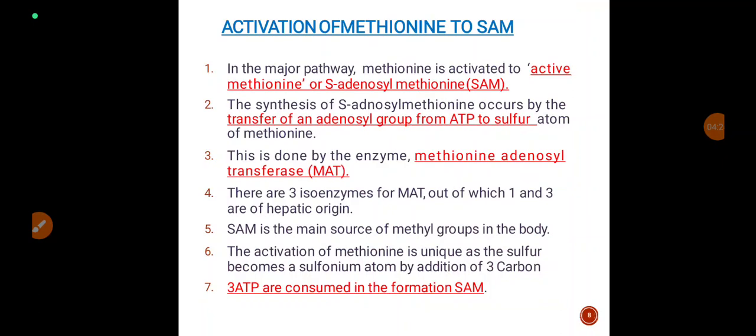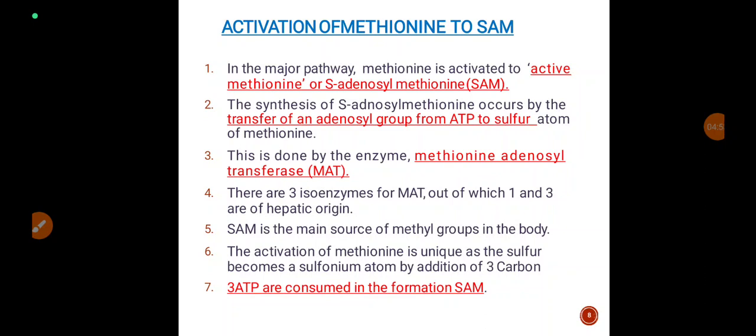Activation of methionine to S-adenosyl methionine. In the major pathway, methionine is activated to active methionine, S-adenosyl methionine. The synthesis of S-adenosyl methionine occurs by the transfer of an adenosyl group from ATP to sulfur atom of methionine. This is done by the enzyme methionine adenosyl transferase.